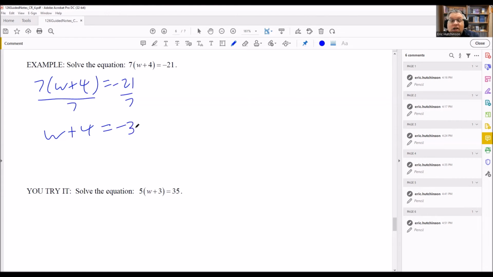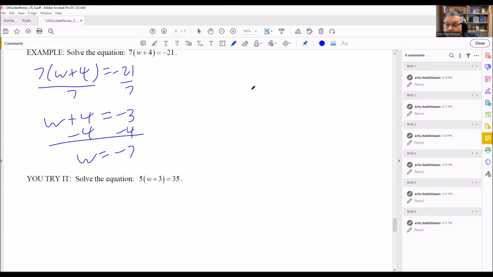-21 divided by 7 is -3. Now the last step would be, okay, I want to get the w by itself, so I want to do the opposite operation. So instead of adding 4, I'm going to subtract 4 from both sides. And I get w equals -7, and that's going to be the answer there. Okay, let's do one more of those kind.